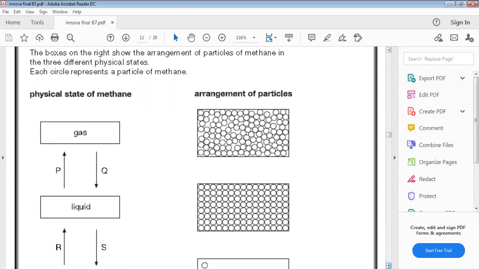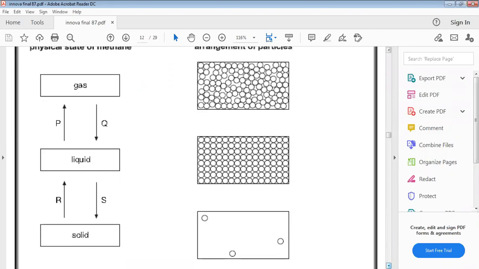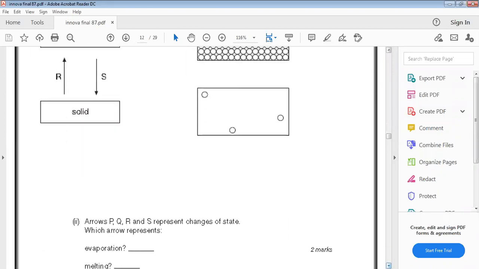Which one is the gas? The first box, second box, or the third box? The third one. What about the liquid? The first one. What about the solid? The second one.